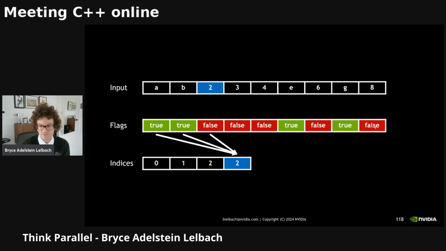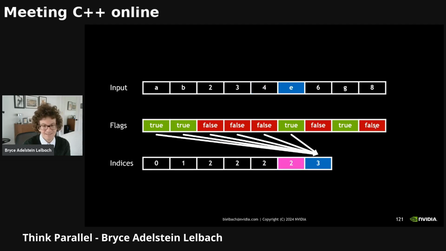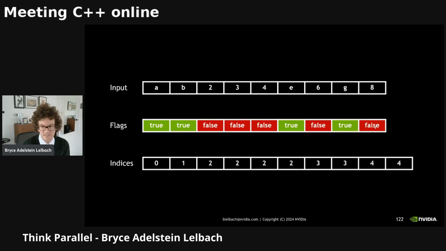So then we have 2, which is not a letter, and so it will not be written, and thus the index is not incremented. Likewise, 3 is not a letter, and the index is not increased. And the same is true for 4. But then E is a letter, and it will be written at index 2. And then the rest of the indices is scanned in a similar fashion, producing this.